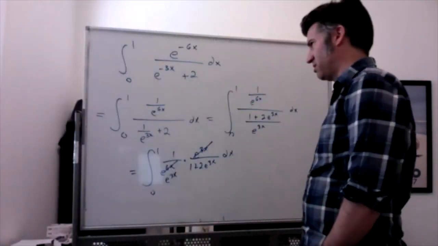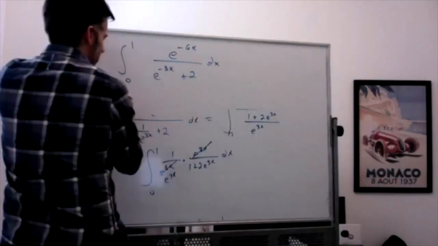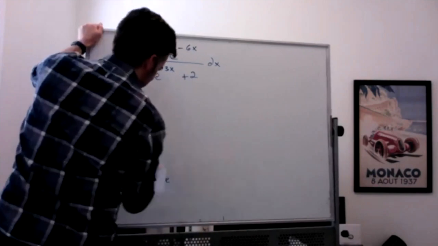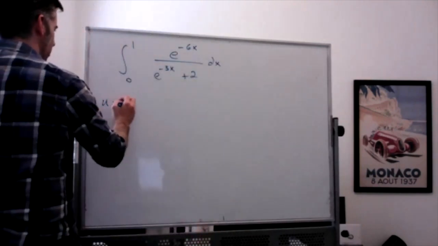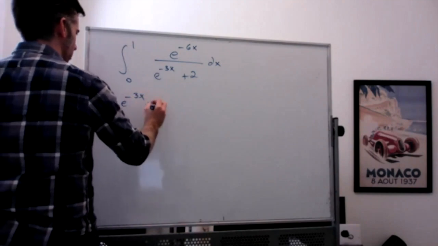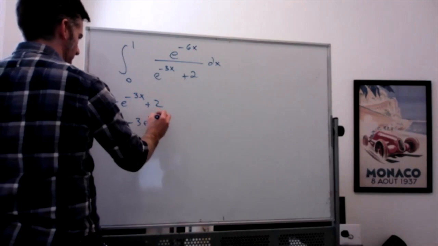Sorry. This seems like it might necessitate a back substitution. Okay. So here's how I would actually try and do a problem like this. I would let u equal e to the negative 3x plus 2. My du would be the derivative of this, which is negative 3 e to the negative 3x dx.